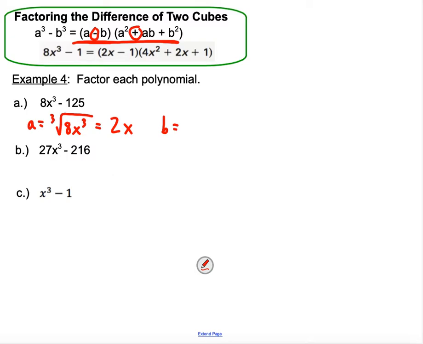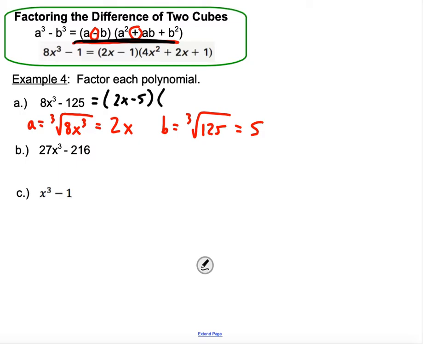Find b, it's the cube root of 125. Go ahead, you can put that into your calculator. The cube root of 125 there is 5. All right, so b is 5. So the formula up there says a minus b. A is 2x, so it's 2x minus 5.